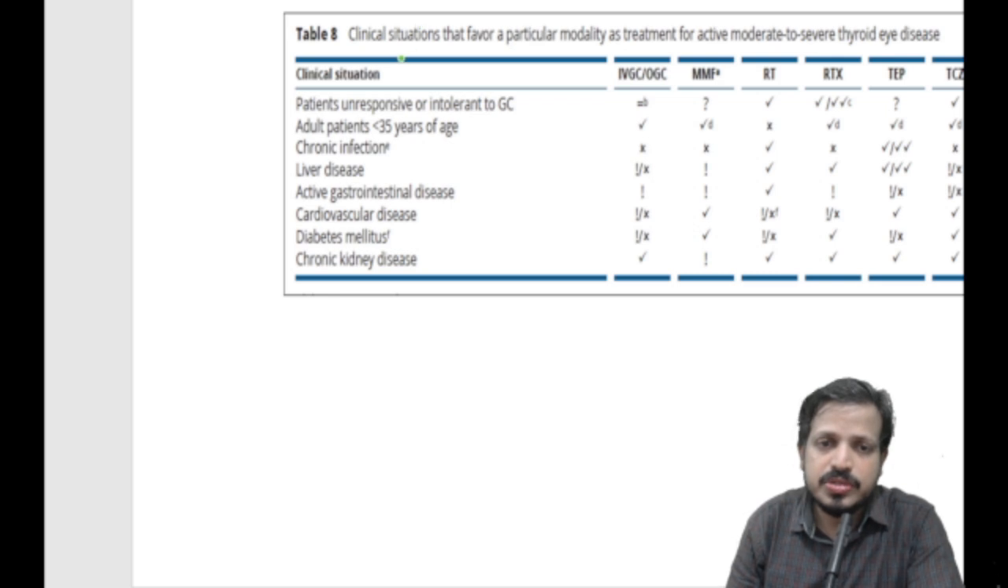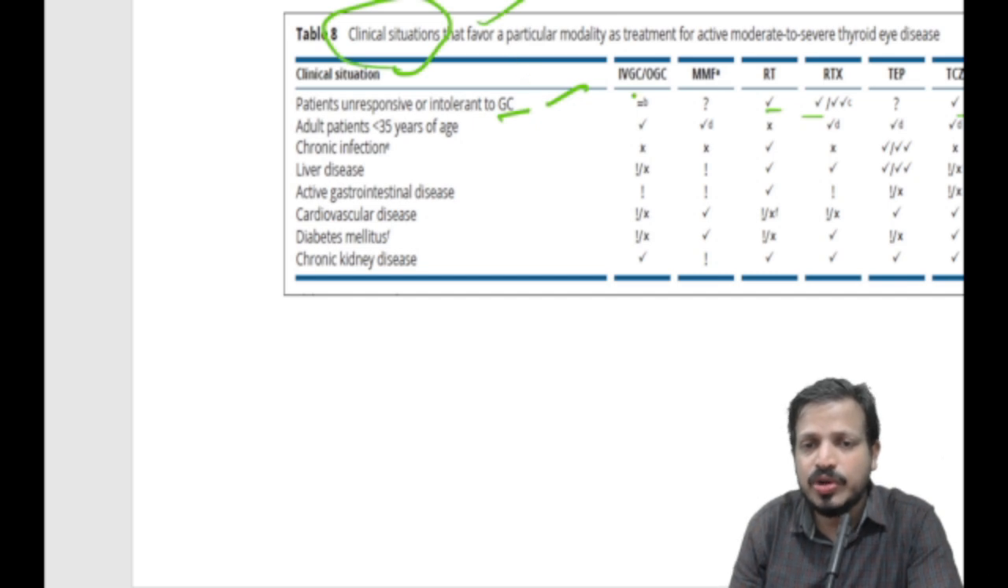Then we will discuss some clinical situations. If the patient is unresponsive to glucocorticoid therapy, or intolerant to it, we can go for radiotherapy, rituximab, or tocilizumab. In adult patients less than 35 years, we will avoid radiotherapy and give other modalities.